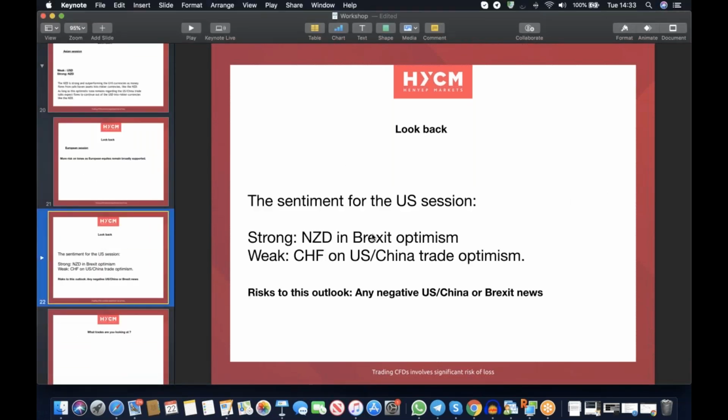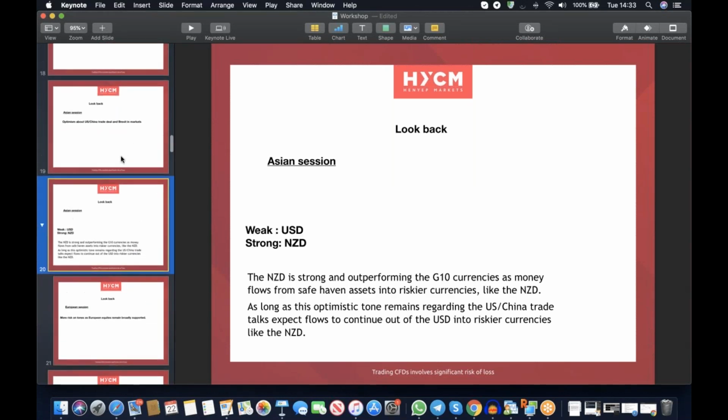So the sentiment now for the US session. Now I skipped over this. Now this was the sentiment for the US session. Now sorry, this is the sentiment for the start of the European session.